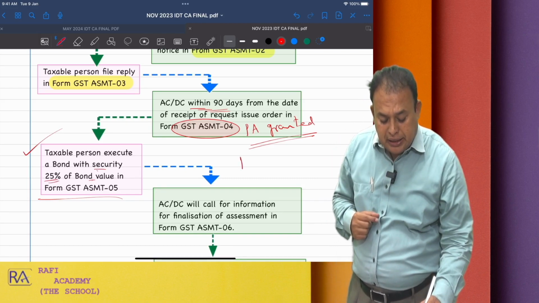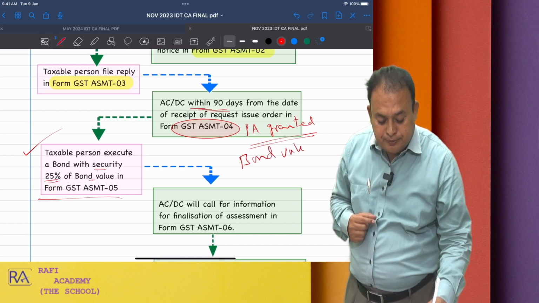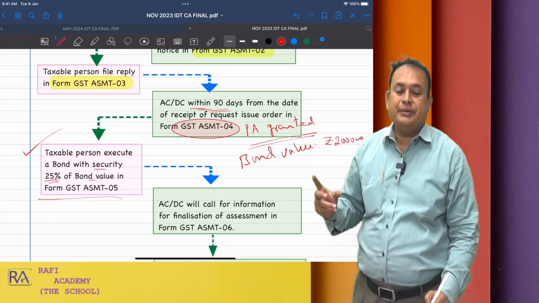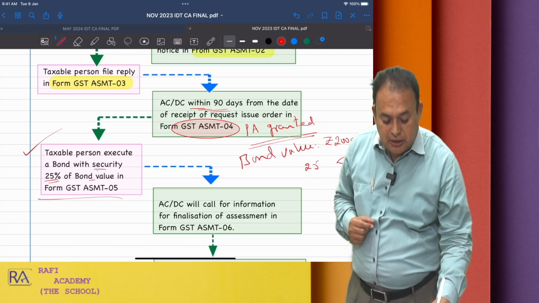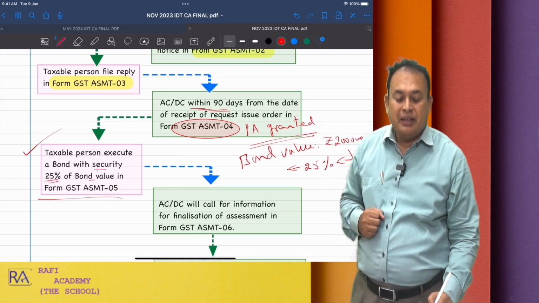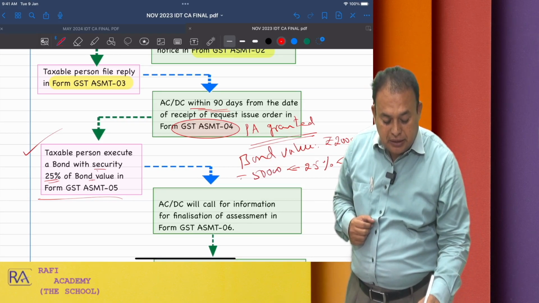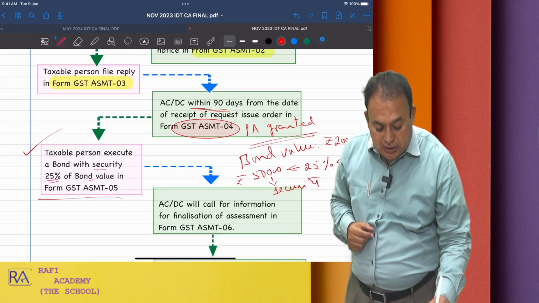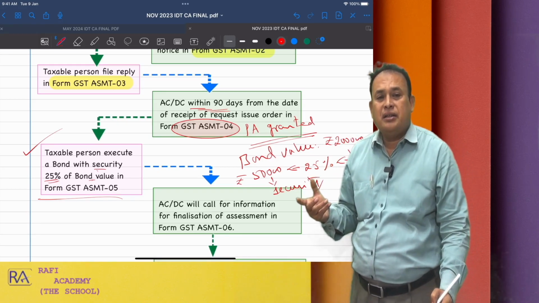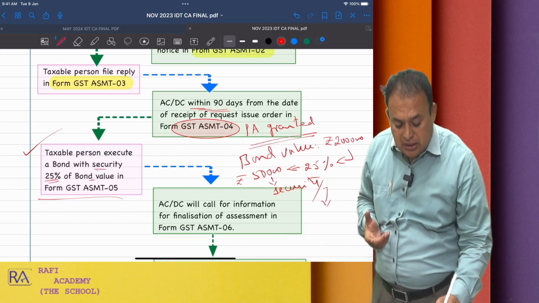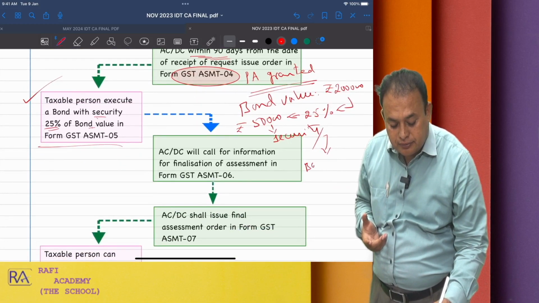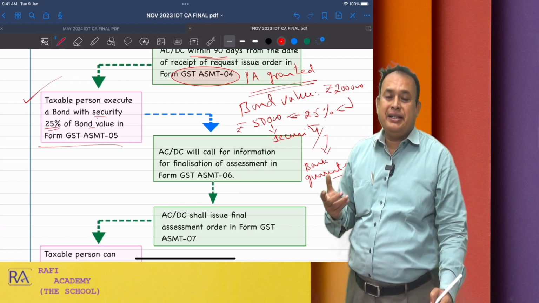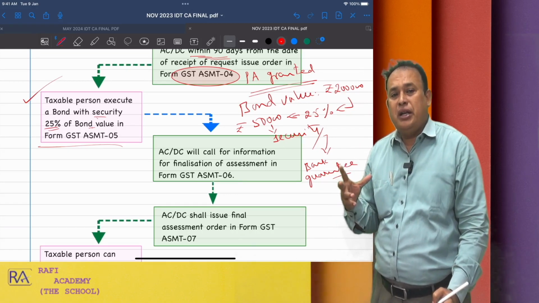For example, here the bond value is, let us say, 2 lakh. On this, 25% is nothing but 50,000, which is nothing but the security. How to obtain the security, sir? Security is nothing but in the form of a bank guarantee. Bank guarantee it is. Sir, 25% of the bond value is 50,000.